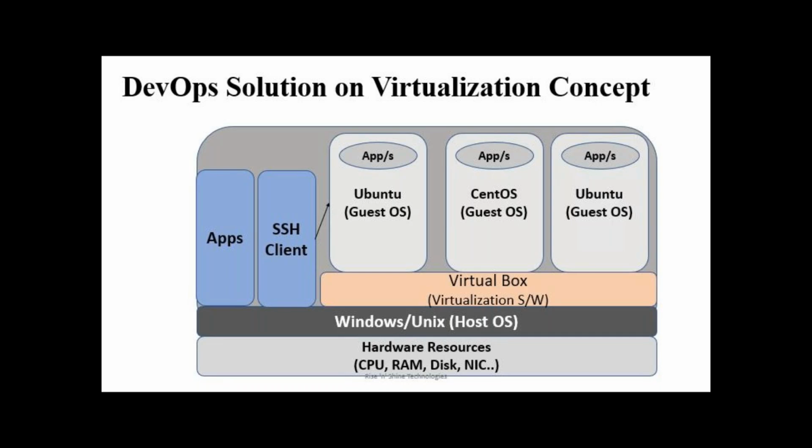So total 3 points. One is virtualization software, that's VirtualBox is required. Second, Ubuntu or CentOS, whatever you are going to use, that template is required. We say that image. And third is an SSH client, which helps to connect to the virtual machine. But is it enough?